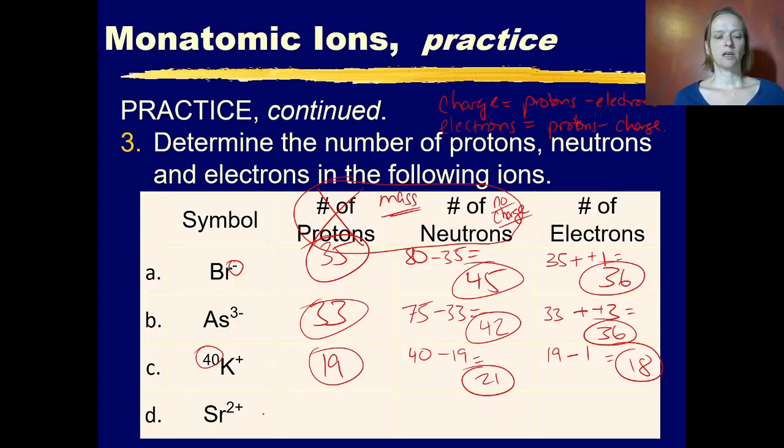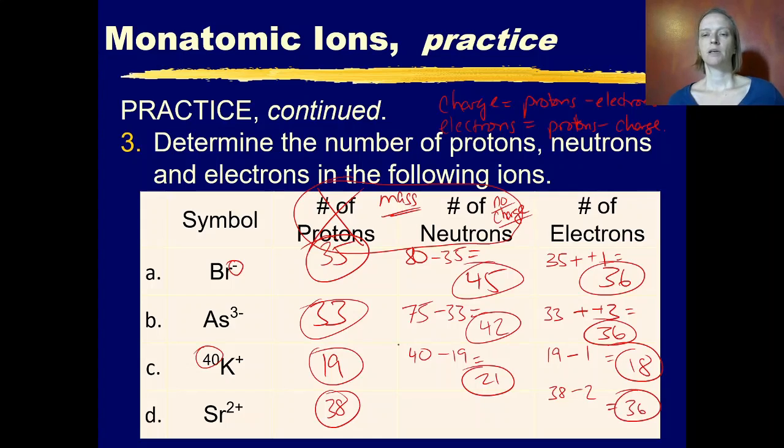Question D. Strontium is element 38 on the periodic table. And to figure out the number of electrons, 38 minus 2 is 36. And with strontium, I'm not given any information about the mass number, so I'm going to use the one off the periodic table. I'm going to round it off to 88. 88 minus 38 is 50, so 50 neutrons. And our table is complete.